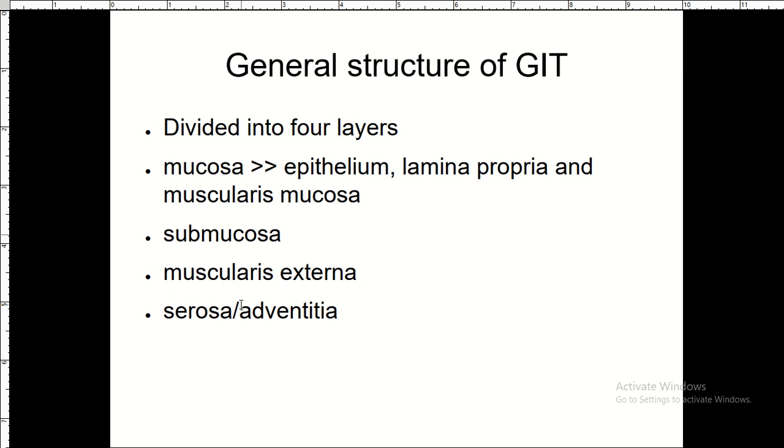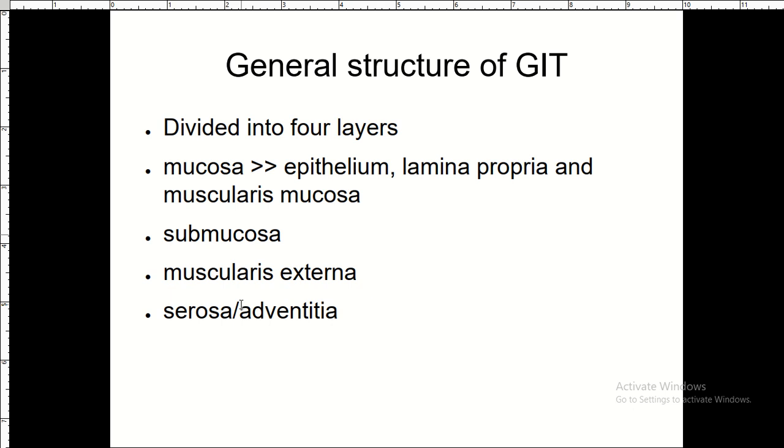The outermost layer of the GIT is going to be called adventitia or serosa. If you remember very well, we said our GIT has intraperitoneal organs and retroperitoneal organs. What are intraperitoneal organs? These are organs that are completely surrounded by peritoneum, which means they are attached to the mesenteries. Organs that include the stomach, the spleen, the small intestines, the transverse colon, and all those things.